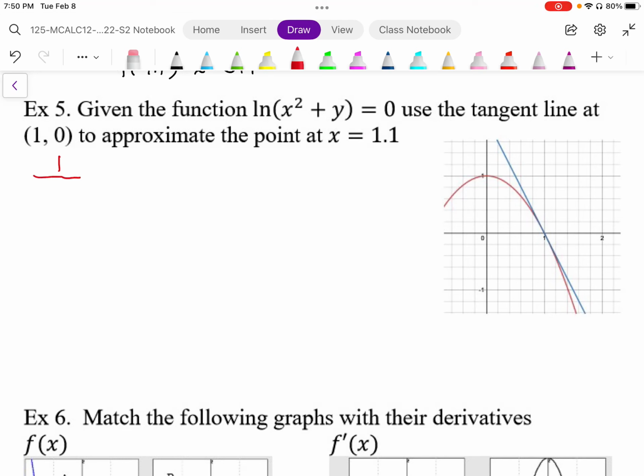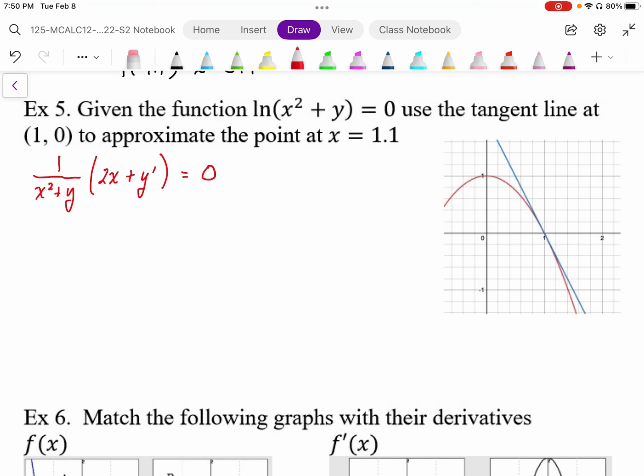I'm going to differentiate the outside function, log. Then I'm going to differentiate the inside, x squared plus y. So x squared differentiates to 2x. When I differentiate y, I'm going to end up generating my derivative, y prime. And then that's equal to 0. So I'm going to solve this equation.